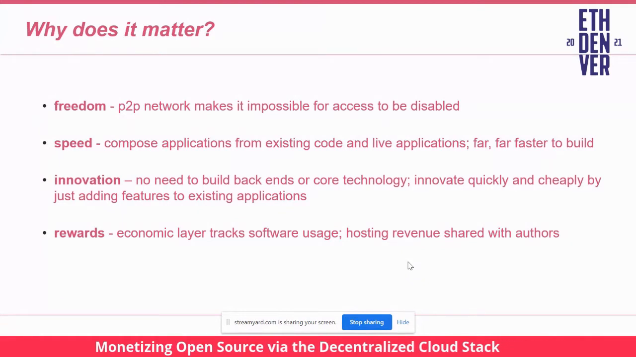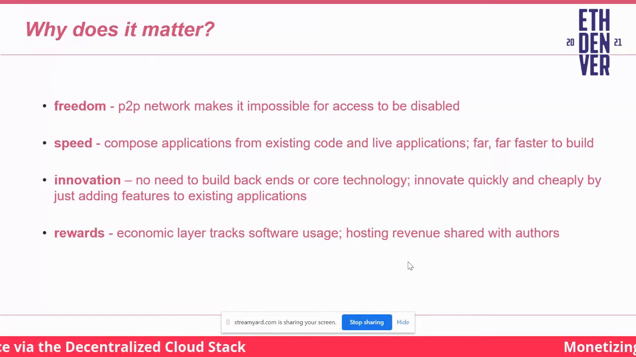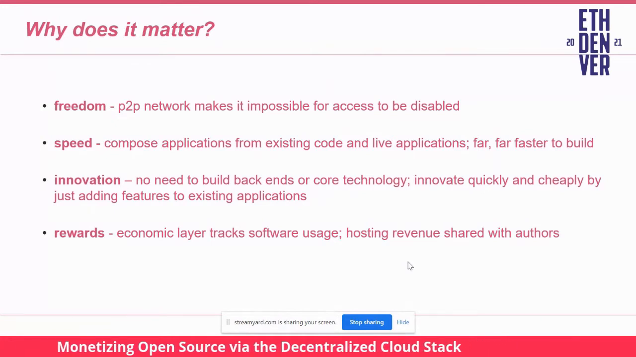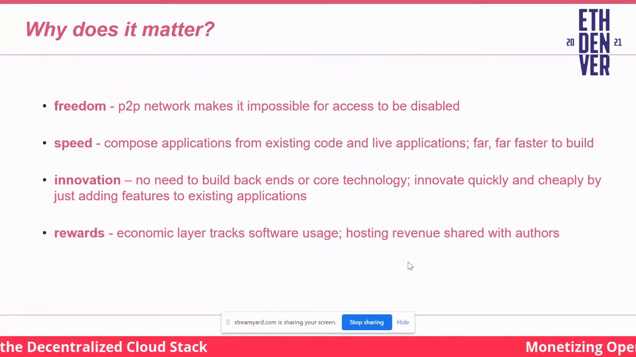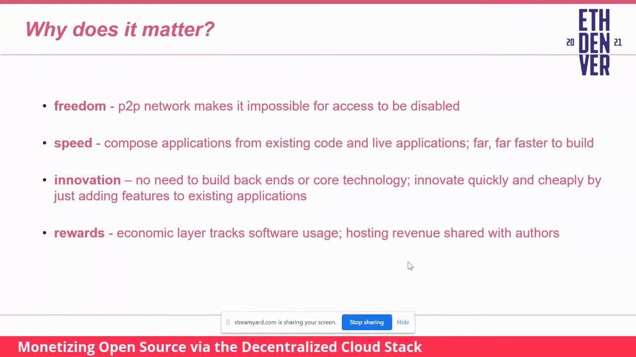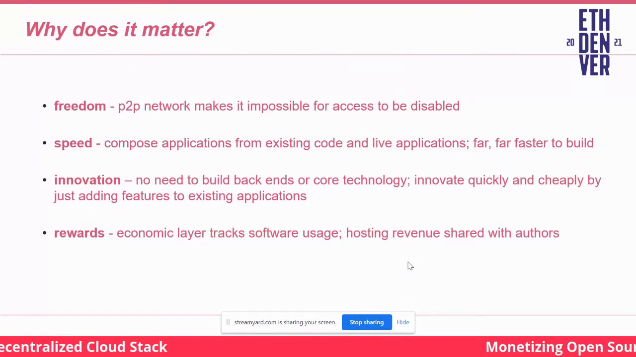Second, speed. With an open application platform, especially using our language, Aquamarine, you can compose applications from existing code and build far, far faster. You can create applications from other live applications, and that is an innovation which in itself will generate a terrific amount of innovation. There's no need to build or integrate all these complex back-end core technologies, so you can just add features, and I'll get into this in more detail later.